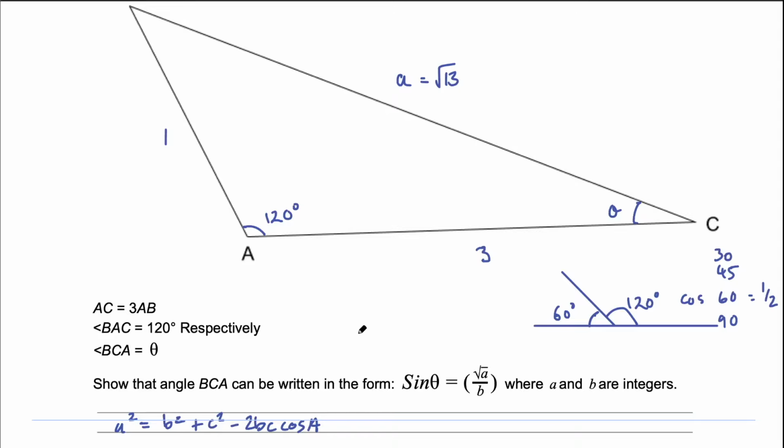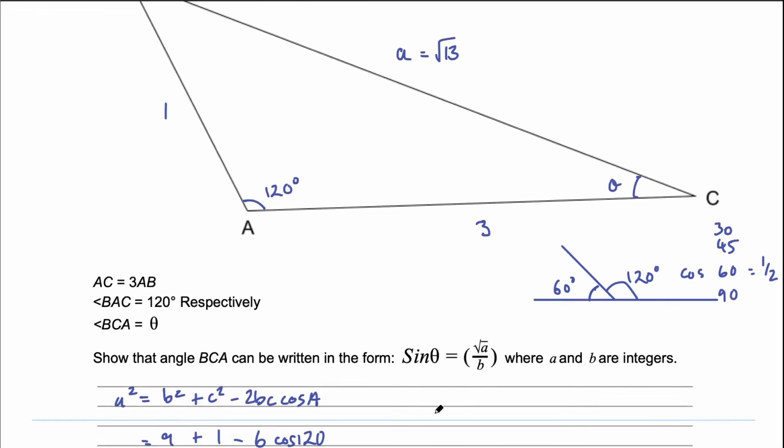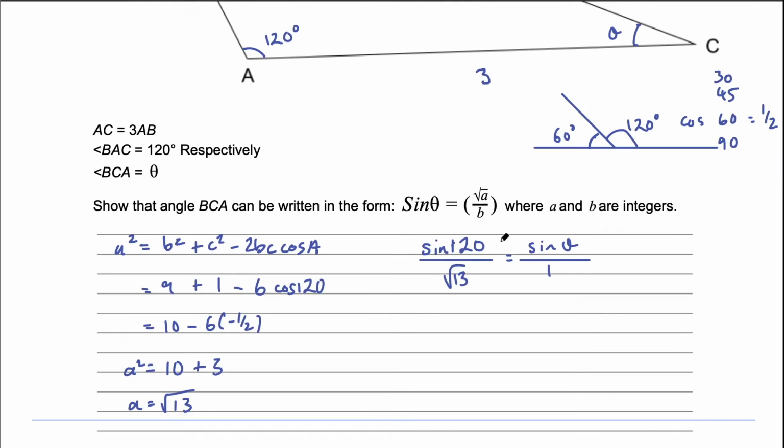We can go ahead and use the law of sines to help us find sine theta. So we can say that sine of 120 over root 13 equals sine of theta over 1. That's the law of sines. Now we also need to know the absolute value of sine 120. Again, it's the same as sine 60. So sine 60 is root 3 on 2.